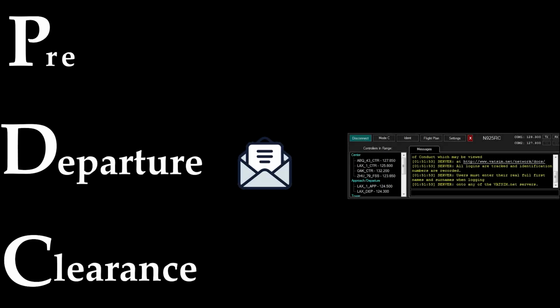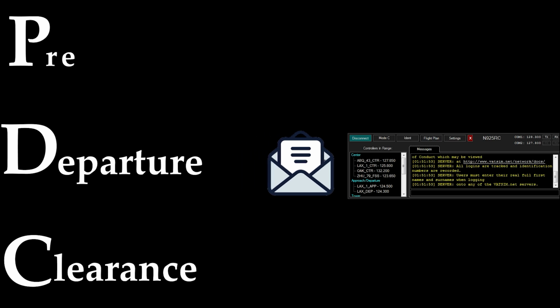At this point, Max has already filed his flight plan on the network, and the controller's already looked it over to make sure there aren't any errors or inconsistencies with the routing. The controller then sends what's called a PDC, or a pre-departure clearance. It comes in text form, and it comes in a private message sent to your pilot client.